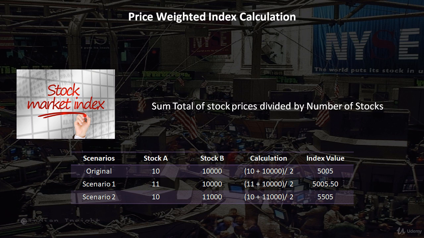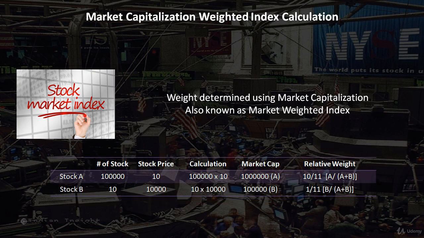In order to avoid this, indices are often calculated using the capitalization weighted method. A capitalization weighted index is also known as market weighted index. In case of capitalization weighted index, the market cap of the stock is used to determine the weight of each stock in the index. This ensures that a stock with greater market capitalization has greater influence on the index.